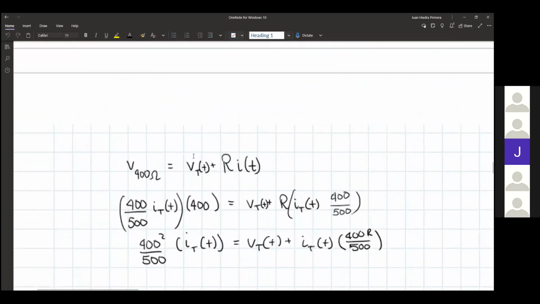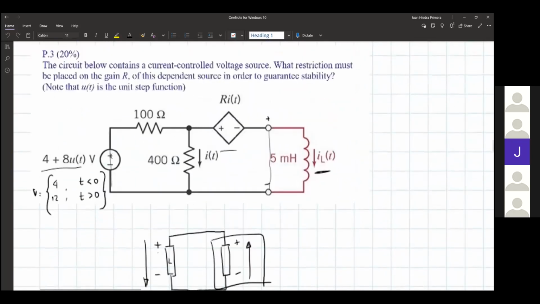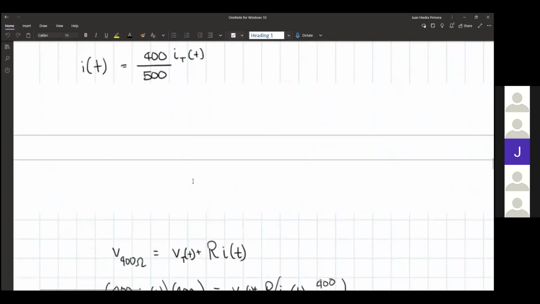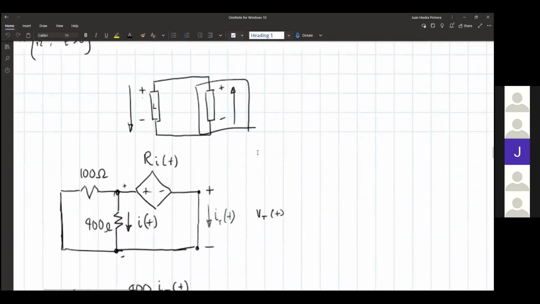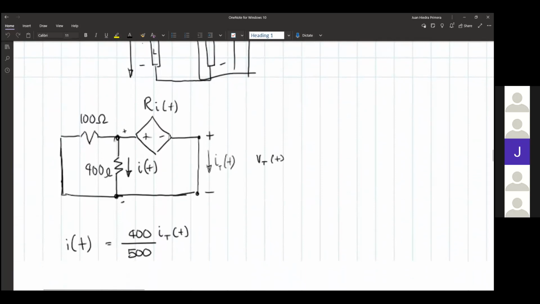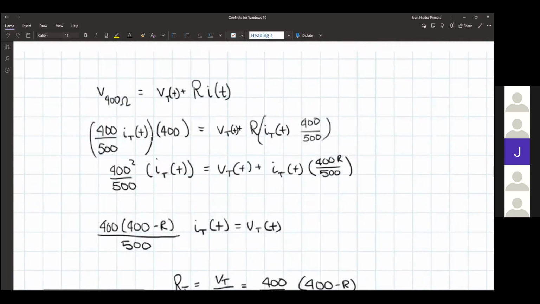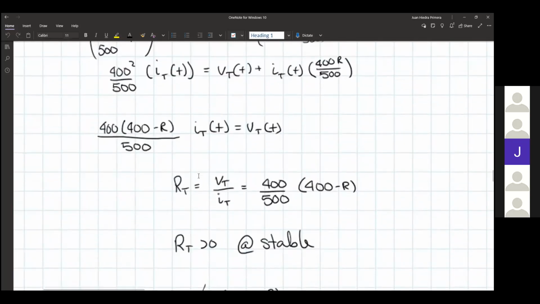Your voltage there is going to be VT, or the voltage across this resistor, plus the voltage of this voltage source. So you're going to have the current traveling times the resistance equals the voltage total plus the voltage source. And then if you solve, you find the Thevenin resistance. When you divide these two, it's going to be 400 or 500 times 400 minus R.